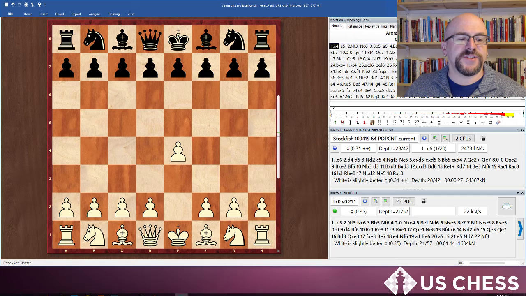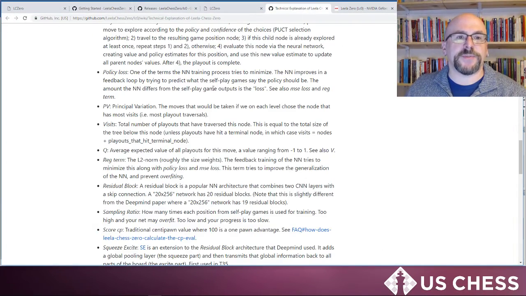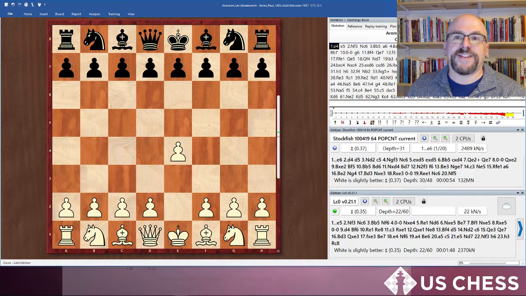So if you're ever interested in knowing exactly what the format is, again, you can go to that technical explanations page, and they show you that Leela Chess is converting its expected score into centipawns. So if it thinks it's going to win 50% of the time, it'll say that the evaluation is 0. If it thinks it'll win 55% of the time, it'll return an evaluation of 0.45. If it thinks it'll win 75% of the time, it'll say it's up 2.84, so forth and so on. The reason this is important is that people get very confused by the differing evaluations here.